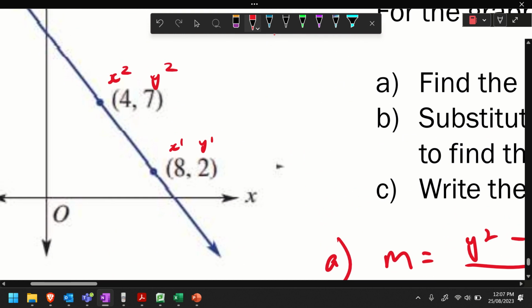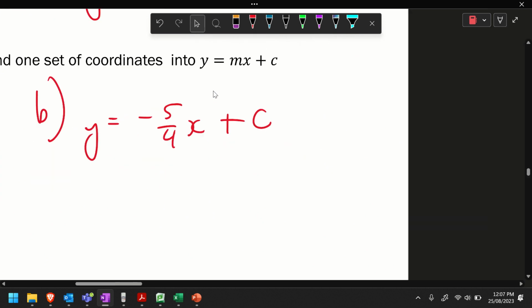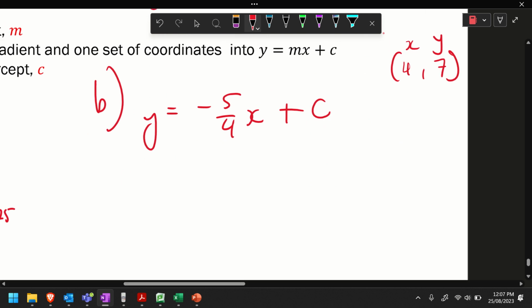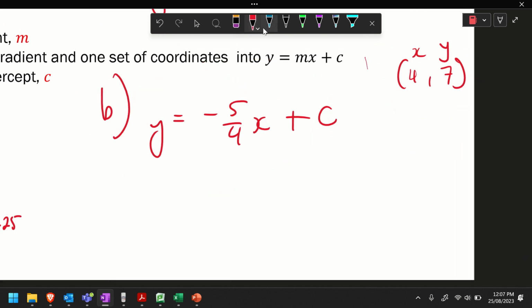Let's see. Elliot, can you pick one coordinate for me that we're going to use out of here? Which one of these two should we use? 4, 7, all right? So we're going to use 4, 7. All right, so the coordinate is 4, 7. That's x, that's y. All I'm going to do is change x and y to the x and y here. So in this case, y is 7 equals negative 5 over 4 times, what's my x? 4, okay, plus c.